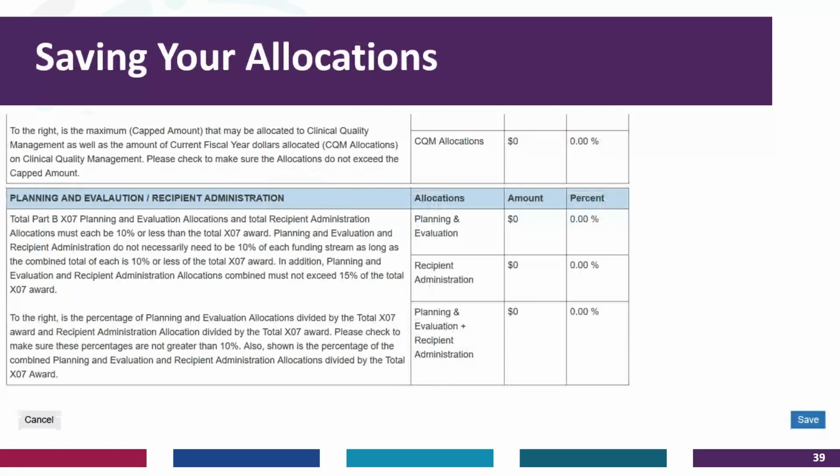So once you've gone through this whole page and you've entered your agency's allocations, you'll want to make sure that you select the Save button, which is down there on the bottom right. Like I said, once you save your allocations data on this page, that's when you'll be able to look at the requirements checklist to make sure that.